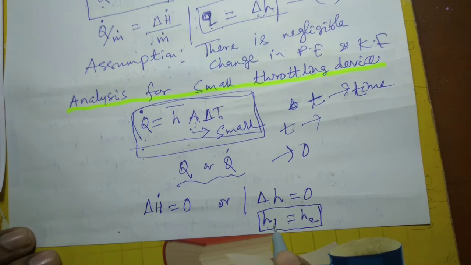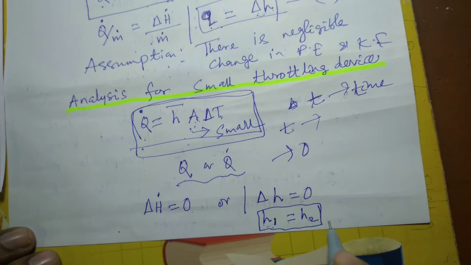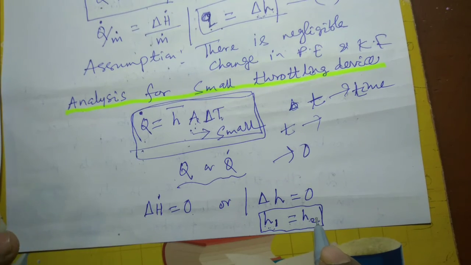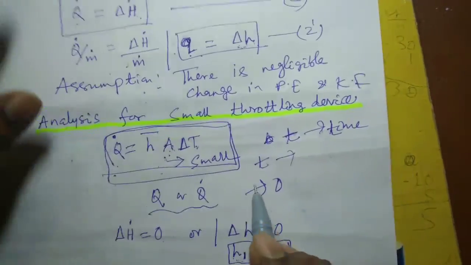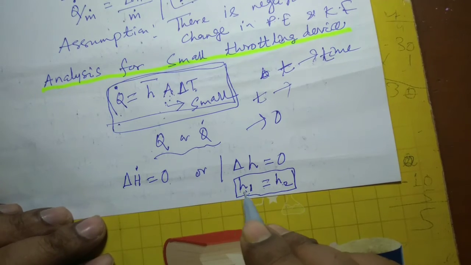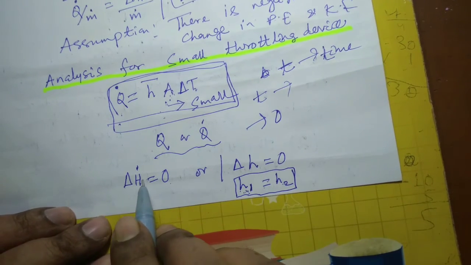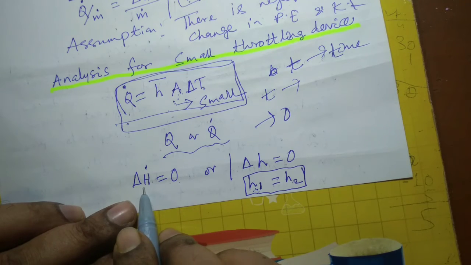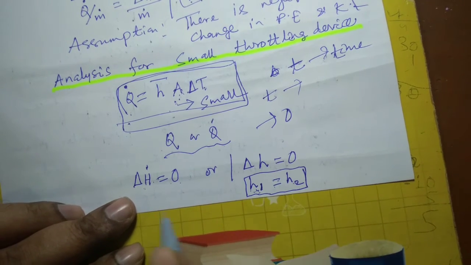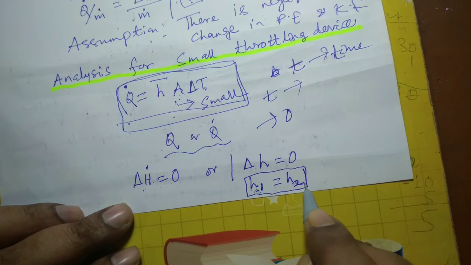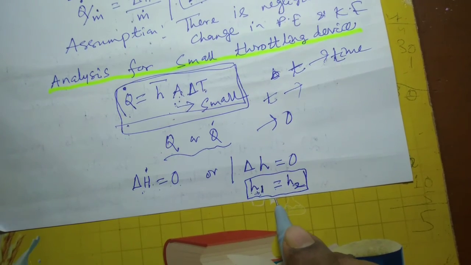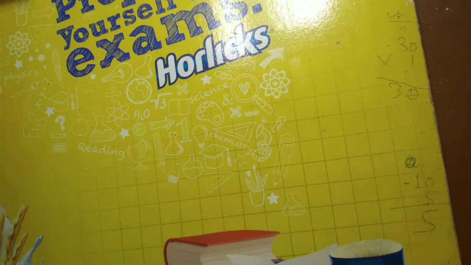Since enthalpies are the same at both inlet and outlet, throttling devices are also known as isenthalpic devices. Specific enthalpy or total enthalpy, since delta H dot is equal to 0, we can take total enthalpy also. H1 dot is equal to H2 dot. Since the specific enthalpy at inlet is equal to the specific enthalpy of the fluid at outlet, throttling devices can be called isenthalpic devices.